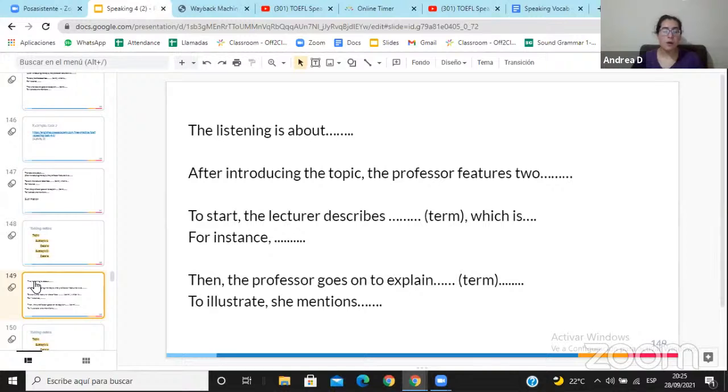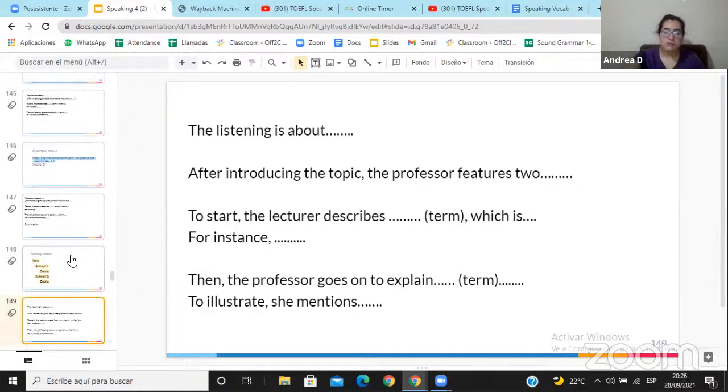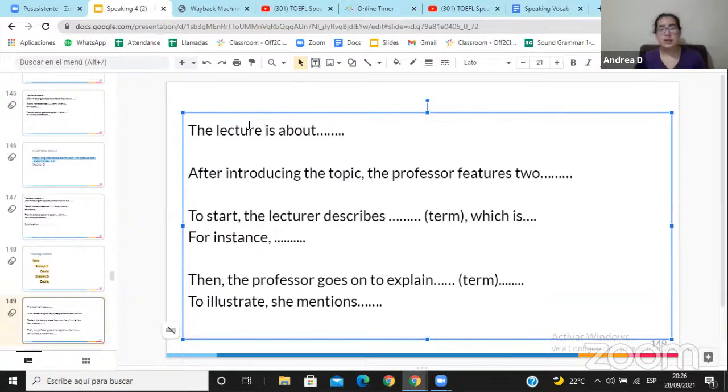There are many terms you could use, but something like that. So you need to introduce what the topic is. For example, "The listening is about," or I will try and say "the lecture" instead of listening. So, "The lecture is about consumer decision making and product quality."